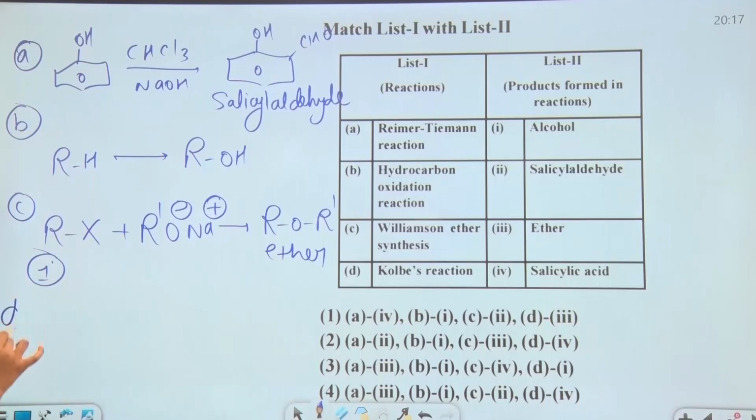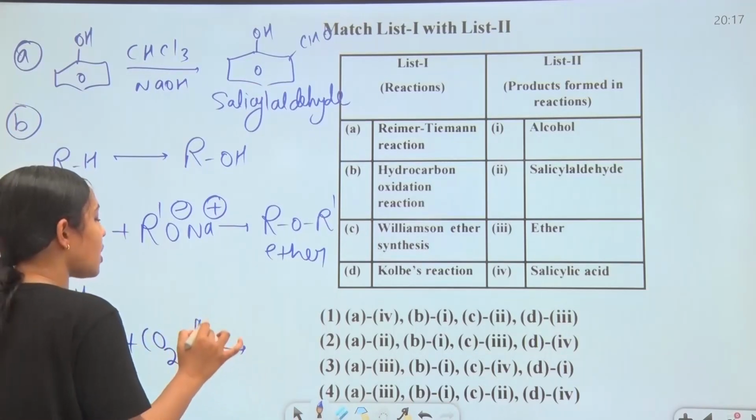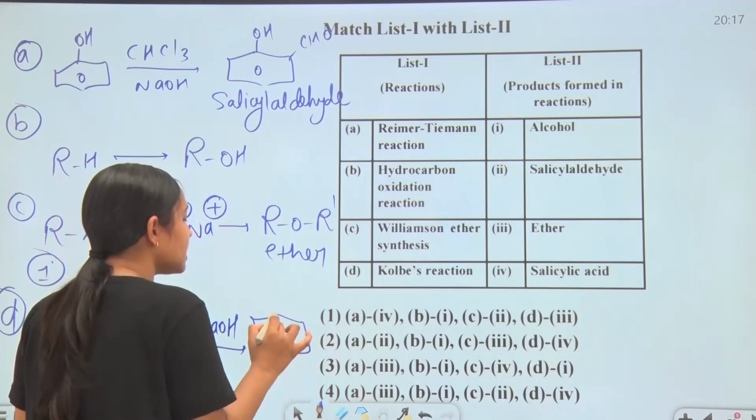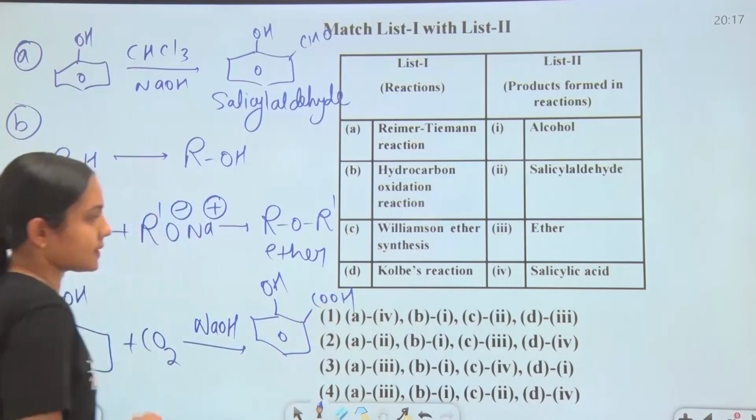And D is the Kolbe reaction. In the Kolbe reaction, we will take phenol, and this phenol reacts with carbon dioxide in the presence of a base, NaOH. Then formation of salicylic acid will take place, right?